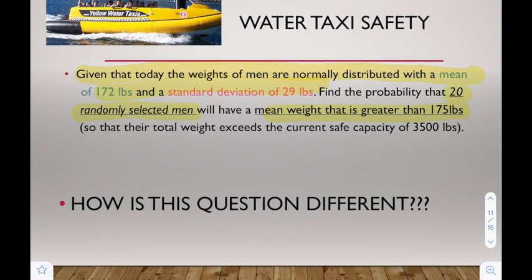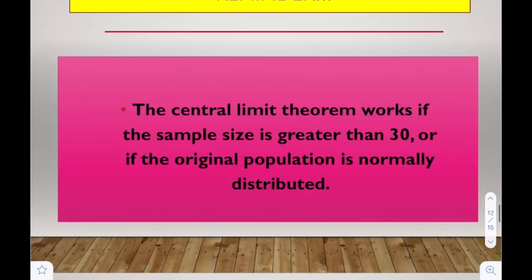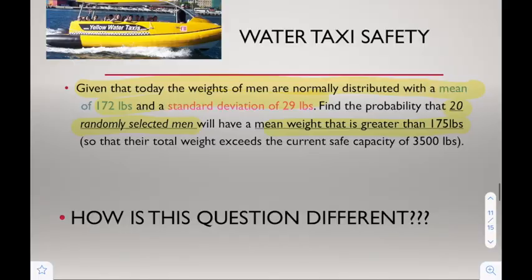Now, as we talked about with our rules earlier, the central limit theorem works if the n is greater than 30 or if the original population is normally distributed. In this problem, n is 20, which is not greater than 30, but we were told it came from a normally distributed population, so the central limit theorem can work here.